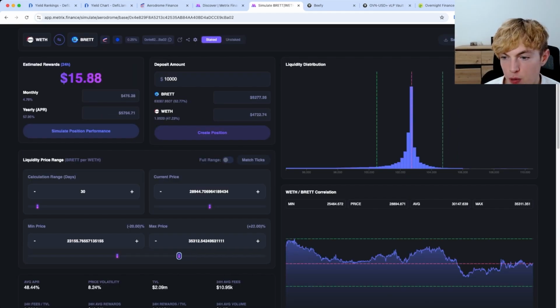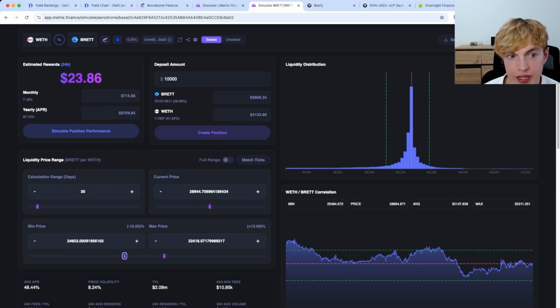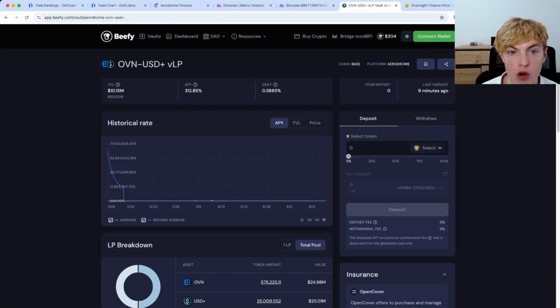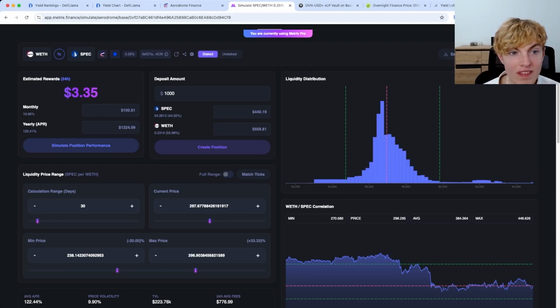And then if we just tighten up our range over here, maybe we put the max price to about this and the min price over here, we're already getting 87% yearly APR, it says. So this could definitely be one of those positions that gets us closer to that 10% per month goal. So this is one that I'd probably want to include in my portfolio along with this OVN to USD plus one. But not in this pool, I'm not saying I necessarily enter this on Beefy platform, but over on Aerodrome instead.